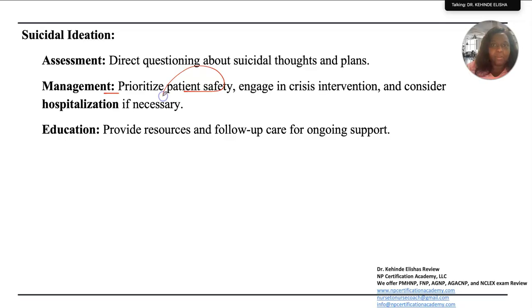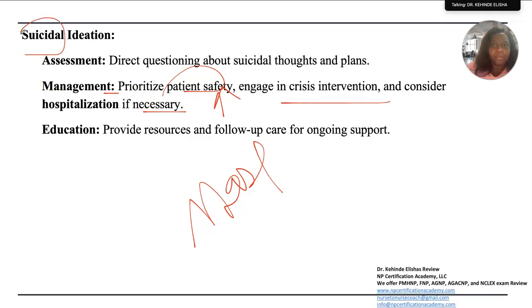Management, you want to definitely ensure that they are safe. Don't forget Maslow's hierarchy of needs. Abraham Maslow said human wants, in fact, are insatiable. And that is correct. But as much as it's insatiable, we must satisfy one particular one. Safety. Safety, extremely important. Engage in crisis intervention and consider what? Hospitalizing them if needed. And that's why you see some people, they are putting them on one-to-one, right? Just to ensure that they are safe.